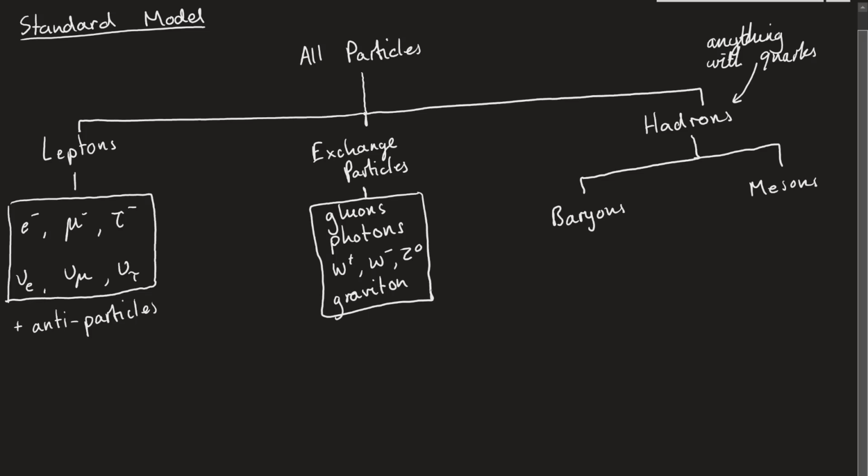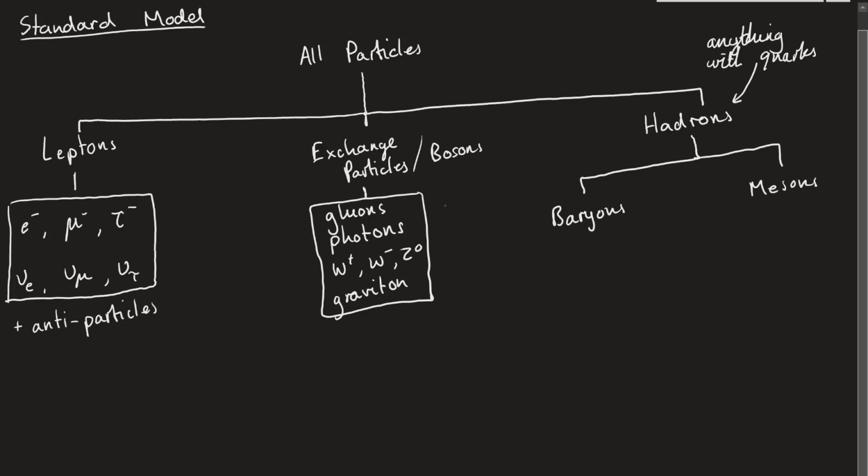I will say at this point that sometimes we can call these exchange particles bosons instead, but I would try your best to refrain from that. I know boson sounds like a much more impressive name for them, but there are things in the mesons, for example, so pions are also bosons, but they're not in the exchange particles category.